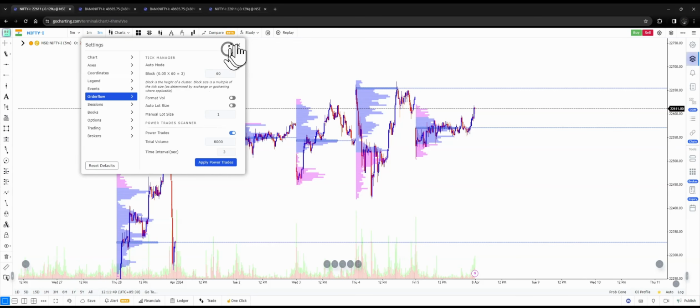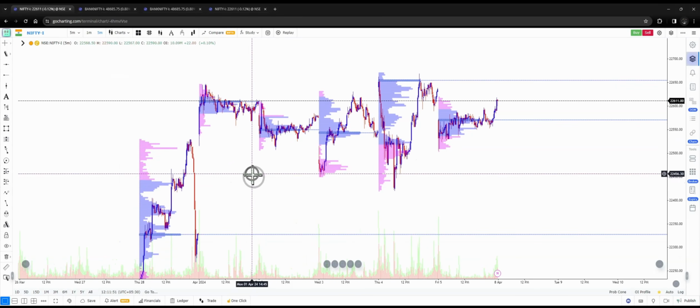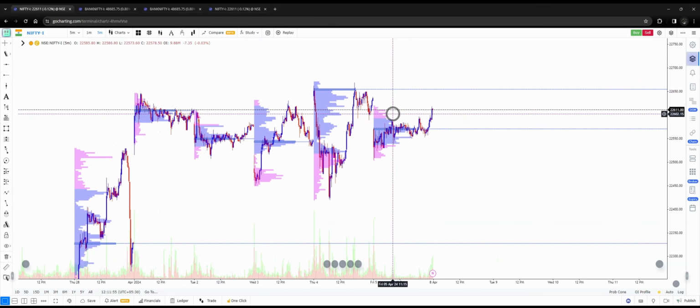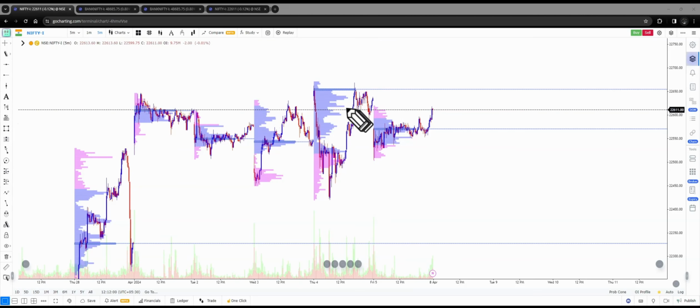So I've done a video on this also, as to how you can adjust the tick size. If you look at the Nifty, it is still balancing, and I wouldn't want to go long here. I would rather prefer Bank Nifty. Why? Look at this.